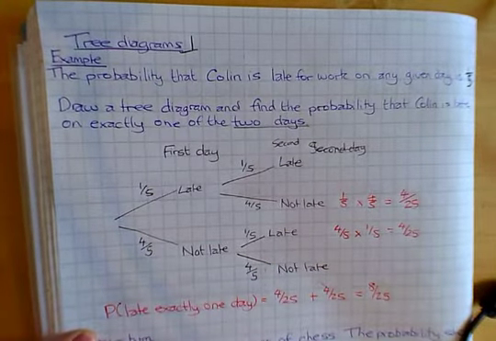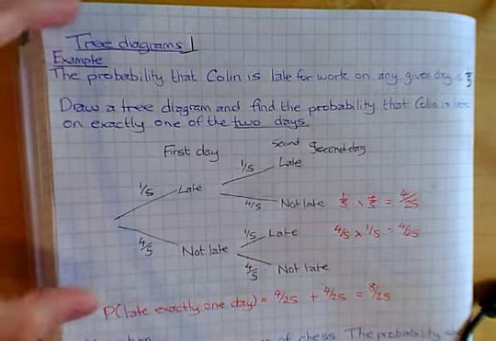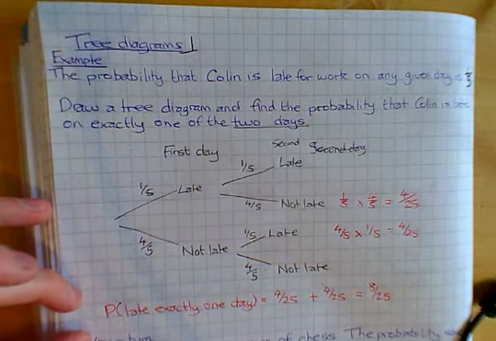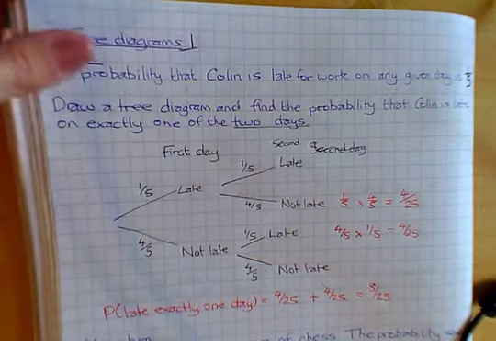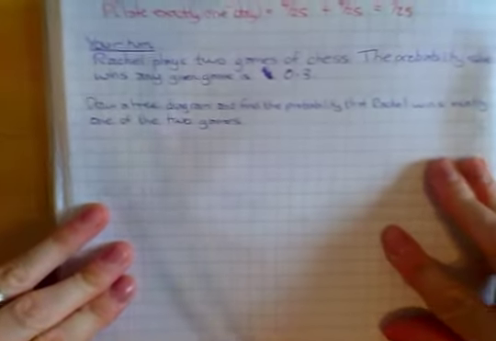8/25. So hopefully there the process of completing the tree diagram makes sense, and then you can see here how we would use that to calculate probabilities. So what I'm going to ask you to do now is just have a look at the your turn question. I'll read that through for you.